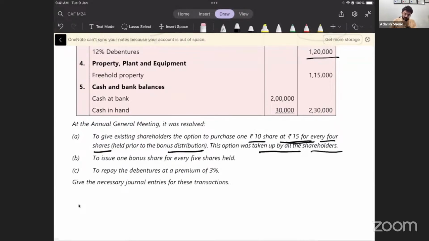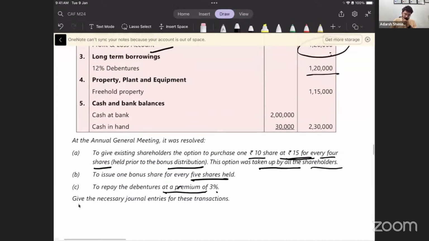To issue one bonus share for every 5 shares held. So this is after the right issue. So considering the right issue as well, we have to give them bonus shares. This also we discussed in unit 4. Then to repay the debentures at a premium of 3%. This is redemption of debentures. We will have to do it.